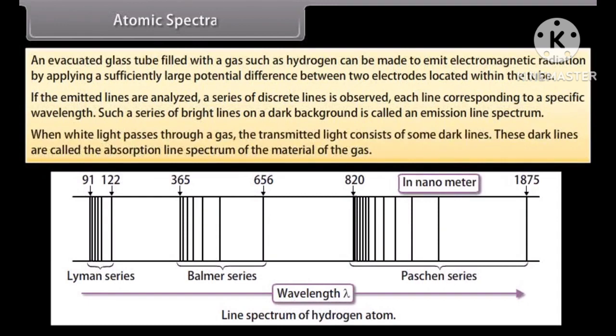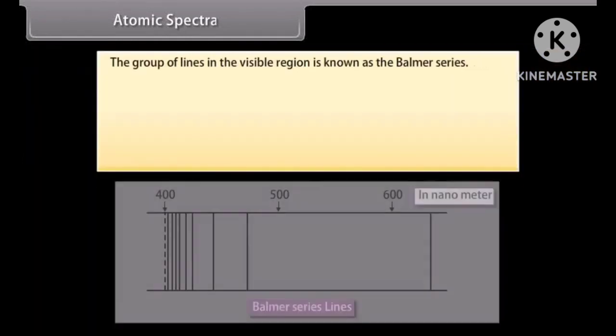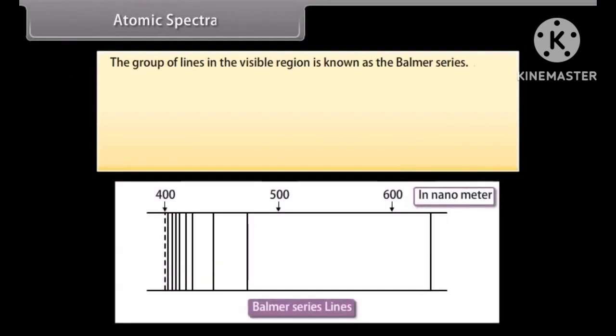When white light passes through a gas, the transmitted light consists of some dark lines. These dark lines are called the absorption line spectrum of the material of the gas. The group of lines in the visible region is known as the Balmer series.